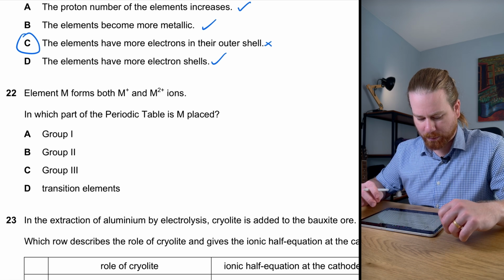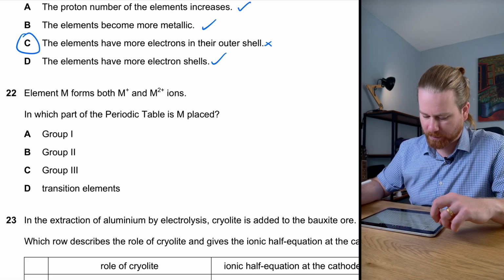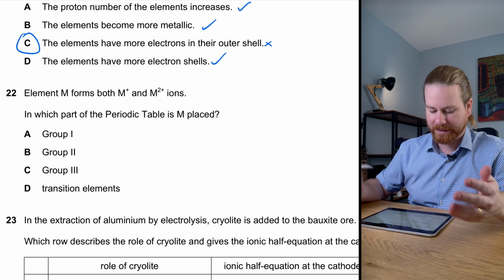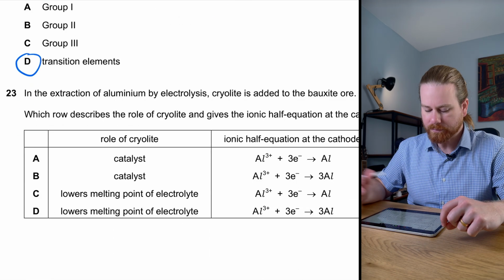Okay, element M forms both M plus and M2 plus. Which part of the periodic table is it in? Well, if it has a variable oxidation state, the only answer is the transition elements.